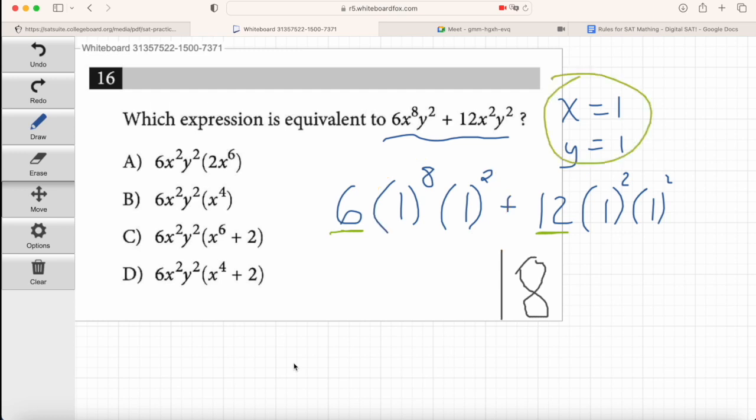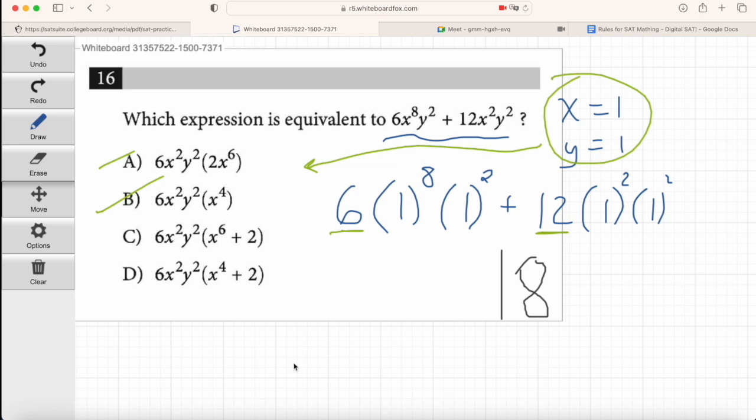Okay, so let's plug those into the answer choices. What does answer choice A give us when x is 1 and y is 1? It's the same thing here. All the stuff with x and y goes to 1. It's going to be 12, not 18. So it's not A. What about answer choice B? It's going to be 6. We're looking for 18. It's not B.